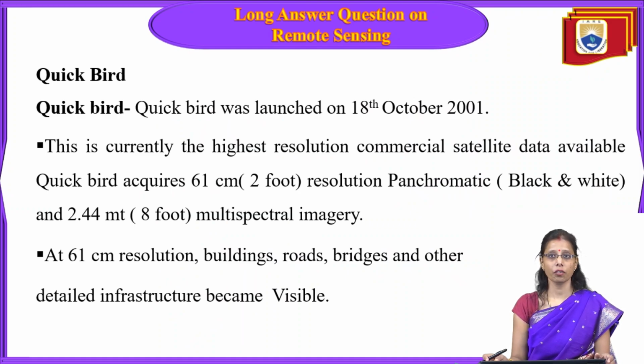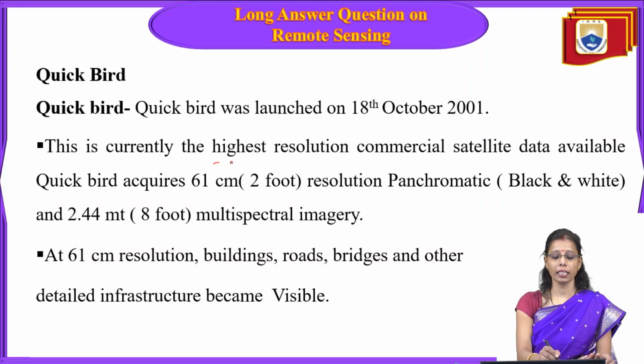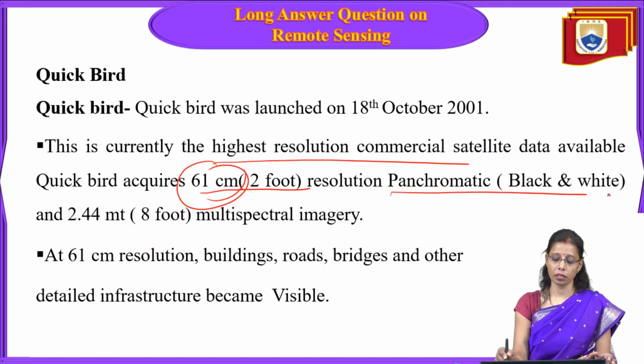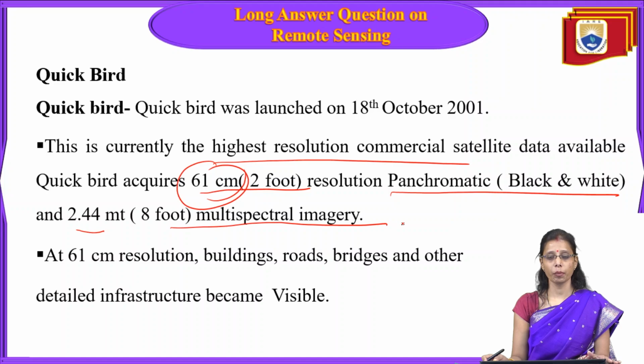QuickBird was launched on 18th October 2001, and this is currently the highest resolution commercial satellite data available, at 61 centimeters. That means 61 centimeters on the ground. So whatever object of 61 centimeters is on the ground, it is visible in the image. That kind of sensor acquires images at very high resolution, in black and white at 2.44 meters and 8-foot multispectral images, so it can acquire images in multiband as well as in the panchromatic band.